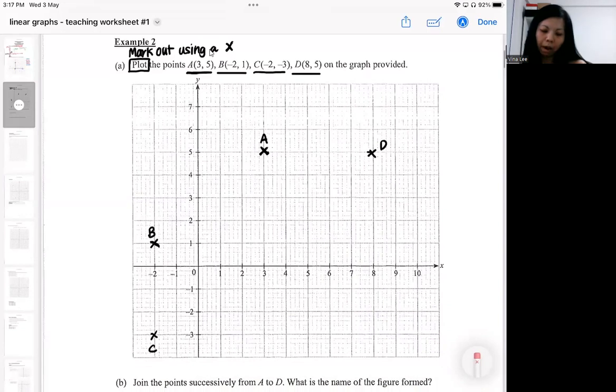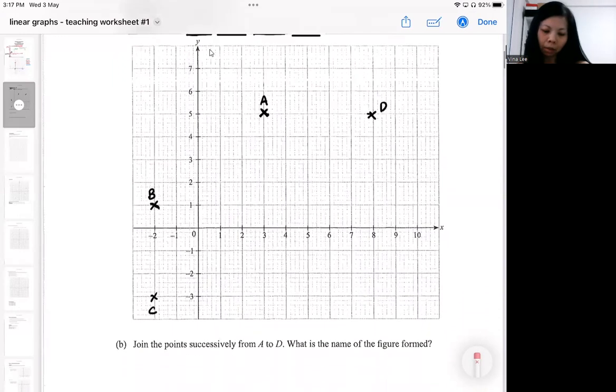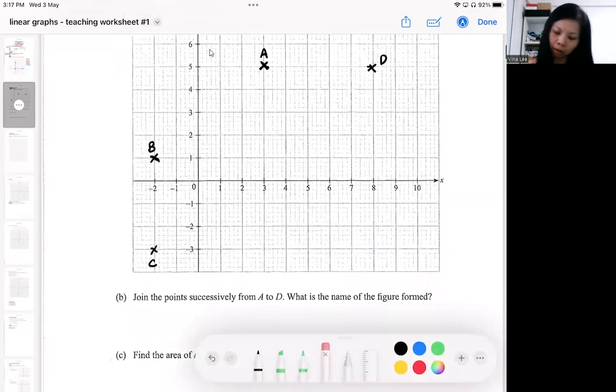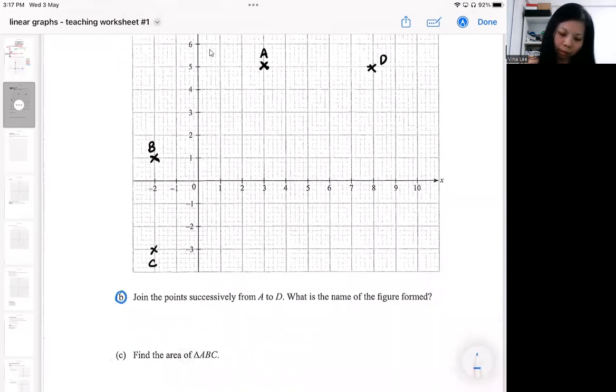Okay, so once you mark out, you have completed part A. You will be marked based on where the teacher will tick, tick, tick, to see whether the location is correct or not. So for part B, we're going to follow the instruction. Sometimes some students cannot understand the instruction. You are supposed to join them successively from A to D. So what does that mean? It means that you join alphabetically, A to B, B to C, then C to D, and then you join back.